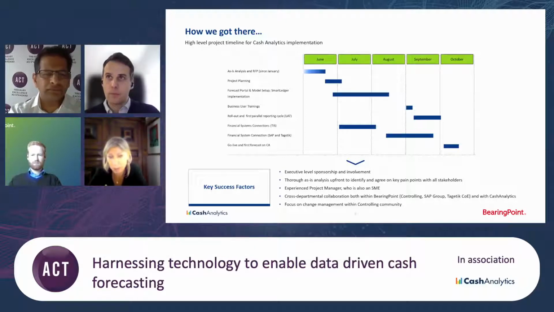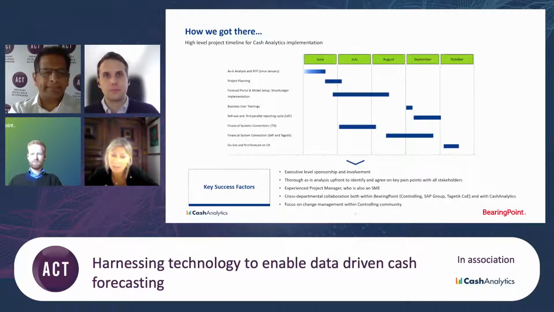I can't say enough: an experienced project manager who is also a SME. I think having Fynn on board made a huge difference because it's someone who's focused on it and understands the languages of the different people we needed to talk to, and that really helped move things along. In general, I think good collaboration with our own people in the SAP group, the Tagetic group who did the mapping with us, and of course with CashAnalytics. Issues we came across were quickly resolved. It's really important to get it to move along.